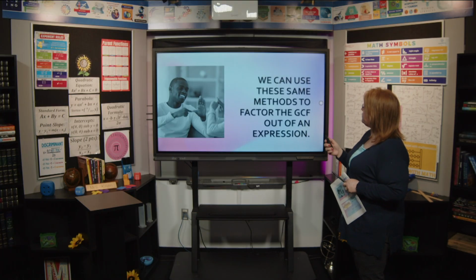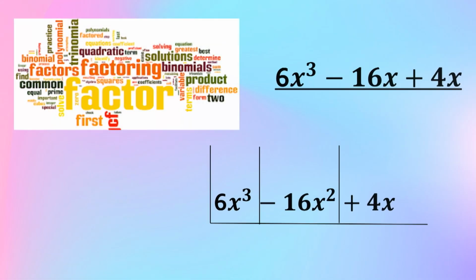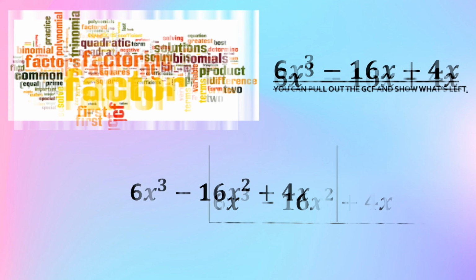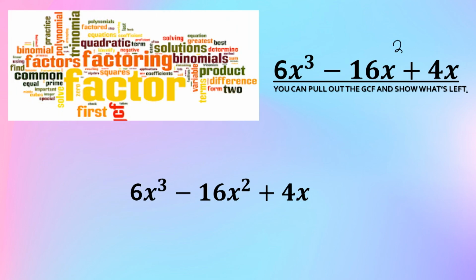So let's look. When I have 6x to the third minus 16x squared plus 4x, I want to see what each one of these terms has in common. Sorry, I didn't put my 2 there. The first thing I'm always going to do is look at my numbers. I have a 6, I have a 16, and I have a 4.